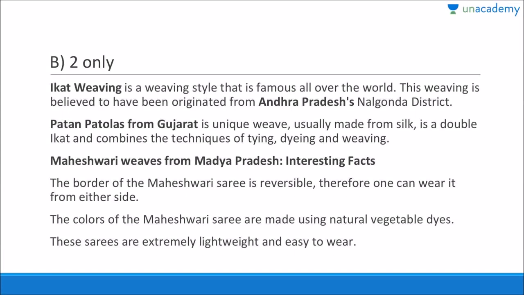So Ikat weaving is a weaving style that is famous all over the world, and it's said to have originated from Andhra Pradesh, Nalgonda district. Patan Patolas are from Gujarat, and it is a unique weave made from silk, and it is a double ikat and combines the techniques of tying, dyeing and weaving. Maheshwari weaves are from Madhya Pradesh, okay, and they are extremely lightweight, easy to wear, and the colors of Maheshwari saris are made using natural vegetable dyes.